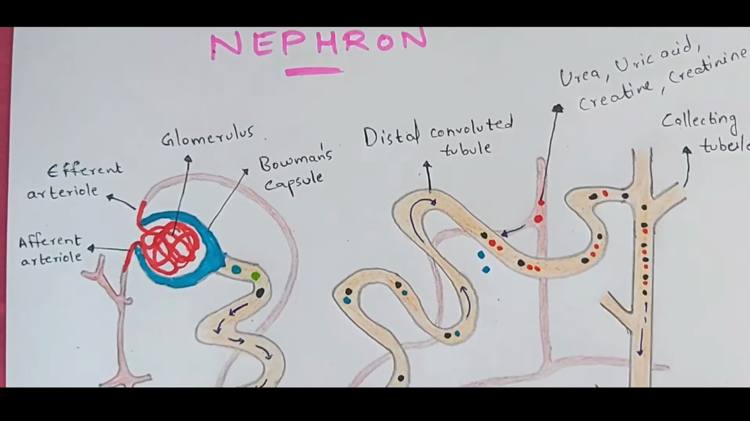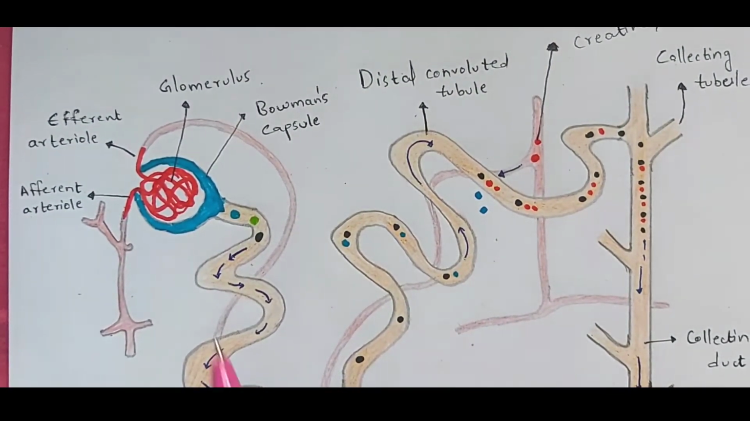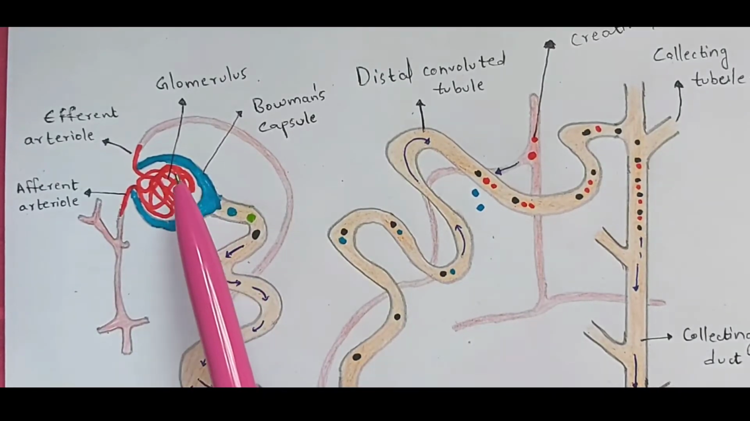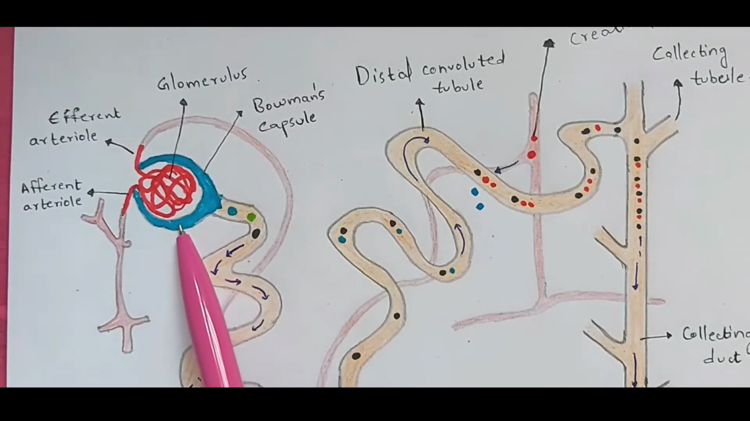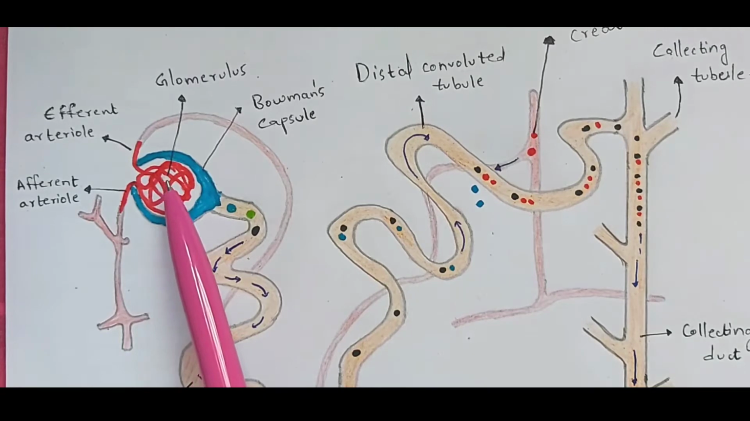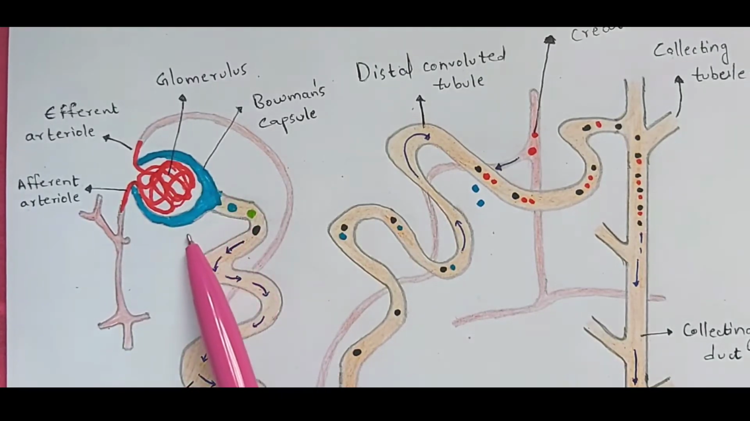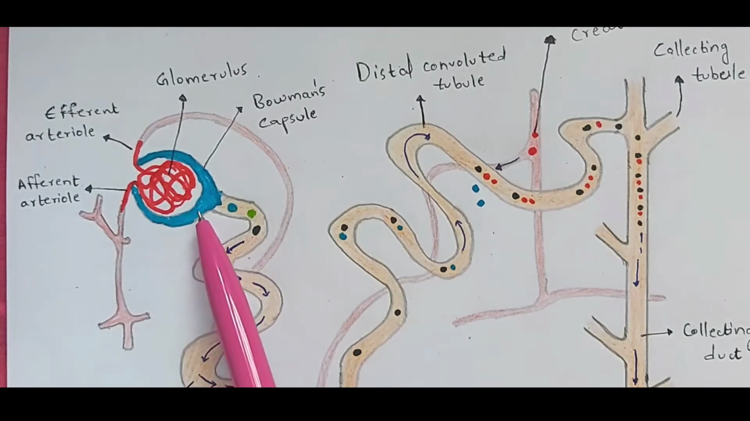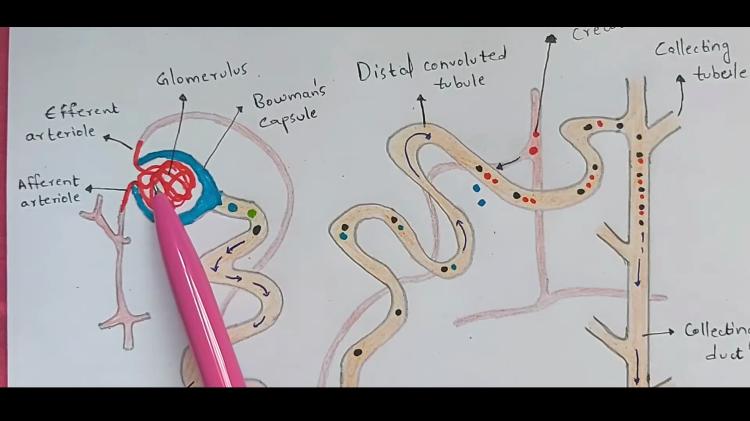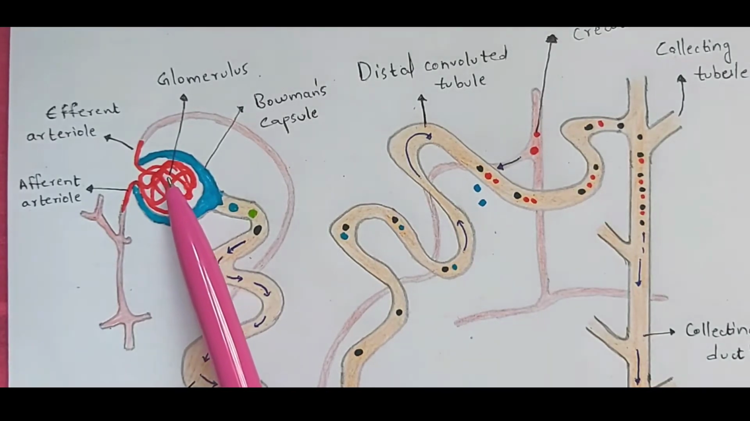Firstly I'm going to explain the diagram of the nephron, then you can understand the function of this nephron. Okay. So here there will be the glomerulus. Basically this blue colored part is called the Bowman's capsule, and inside this Bowman's capsule there will be a bunch of blood capillaries called the glomerulus. This is a cup-like structure which you can see here, right? That cup-like structure is called the Bowman's capsule. Inside this Bowman's capsule, a bunch of blood capillaries will be present, and they are called the glomerulus.